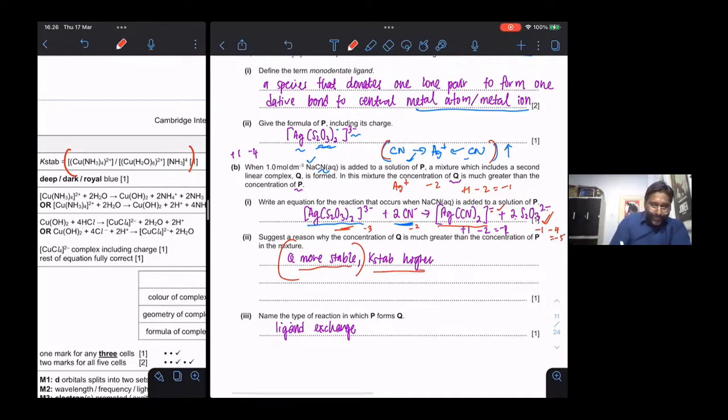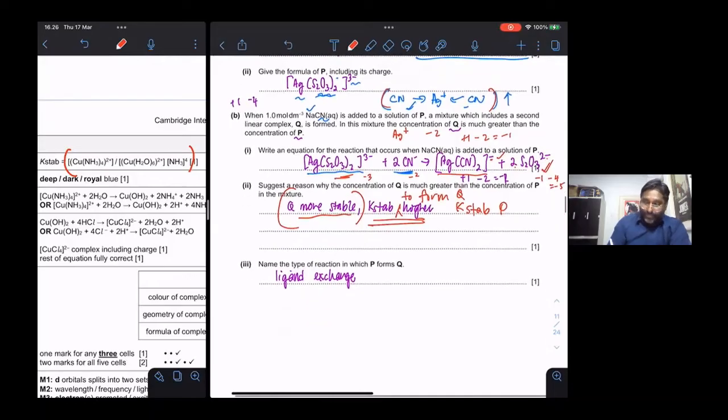Because the stability constant, K stab, to form Q is higher than the K stab of P. If it is higher, it means the position of the equilibrium is going to the right for forming Q, in comparison to forming P. So if you include that, it will give you 1 mark.